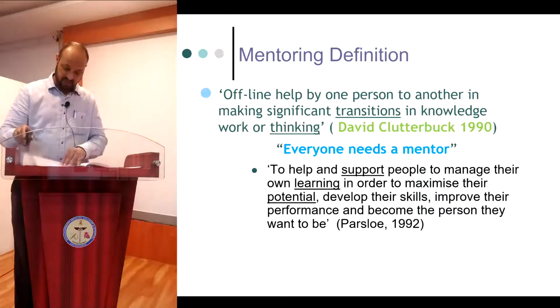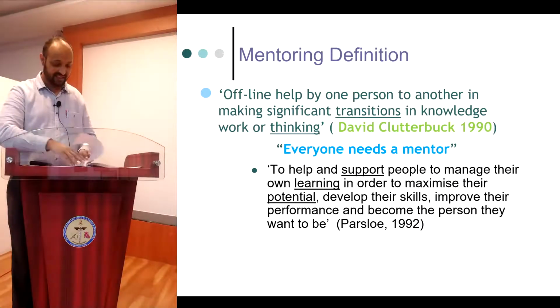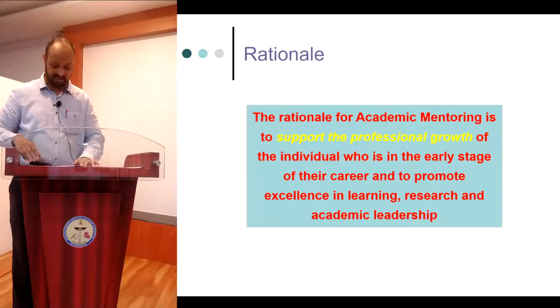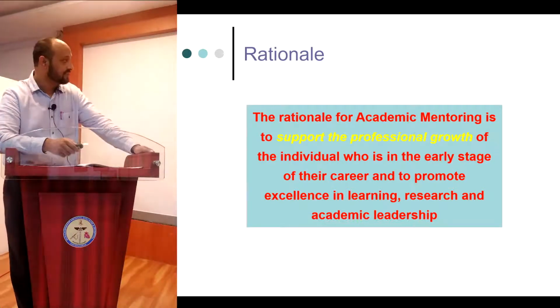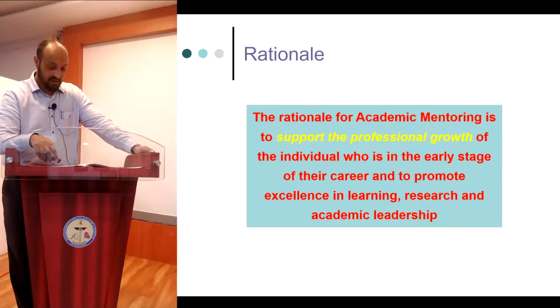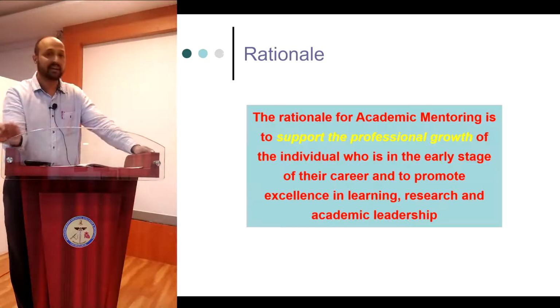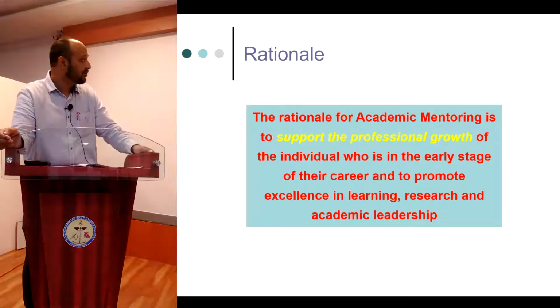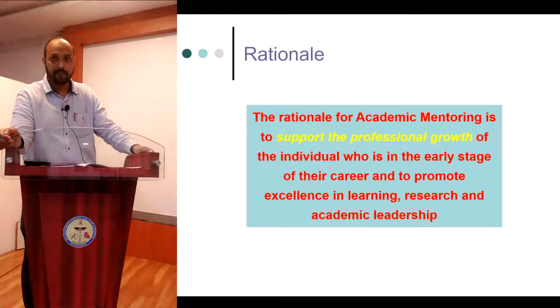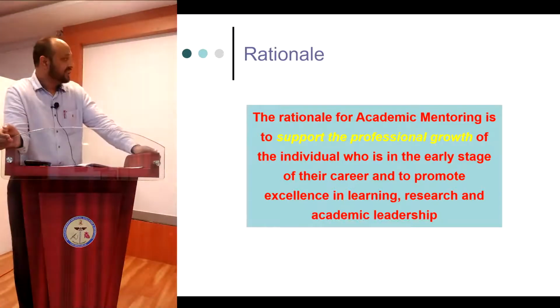Why should we know all this about mentoring? Because there is a rationale behind this.